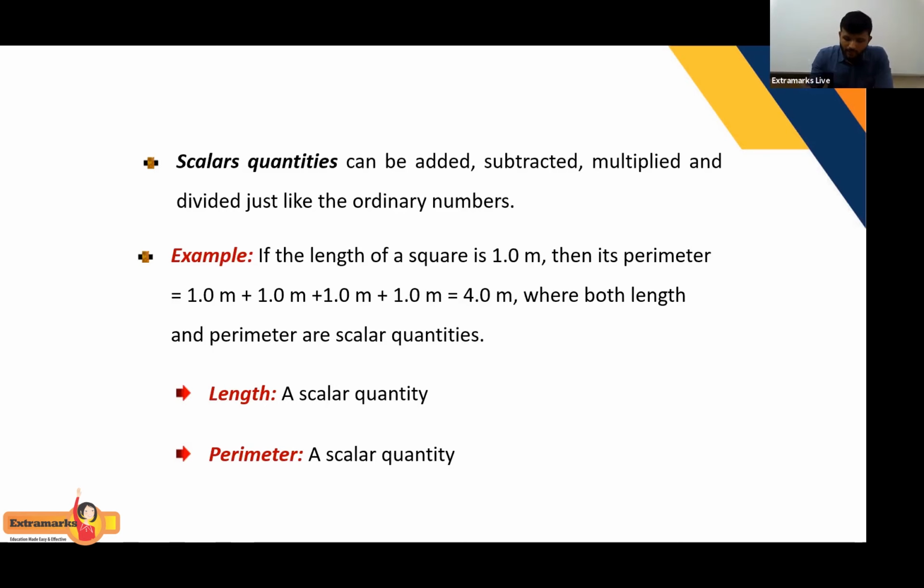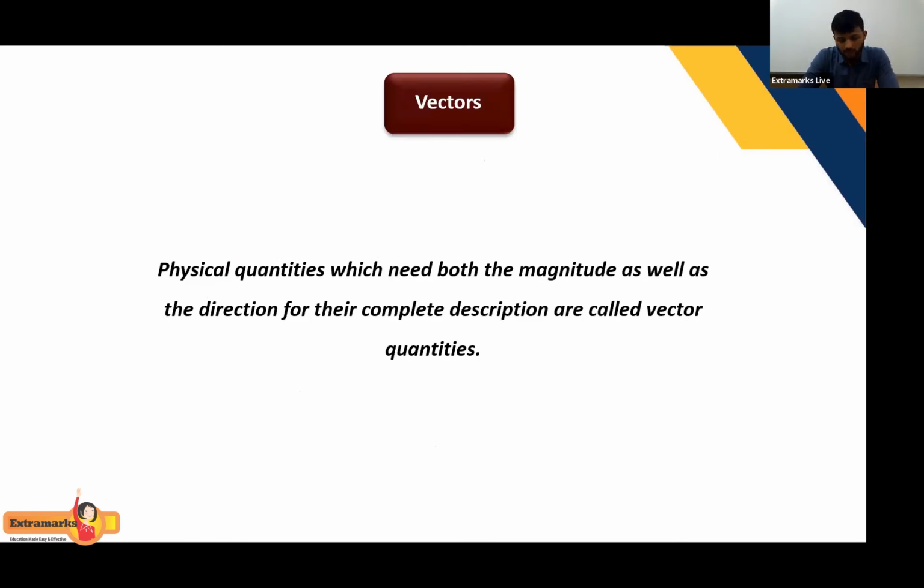Here I have given an example. Let's say I have given you a square of side length 1 meter each. If I ask you to find the perimeter, perimeter means the sum of all the sides. Or you know the formula, the perimeter of a square is 4 times the length. So it will be L plus L plus L plus L, that will be 4L, that is 4 meters. So here you have to remember the length is also a scalar quantity, and perimeter is also a scalar quantity.